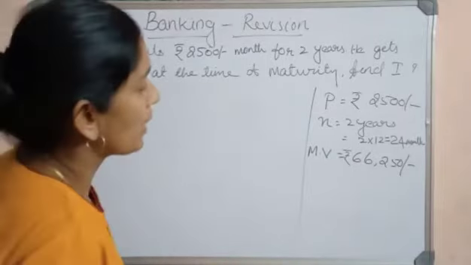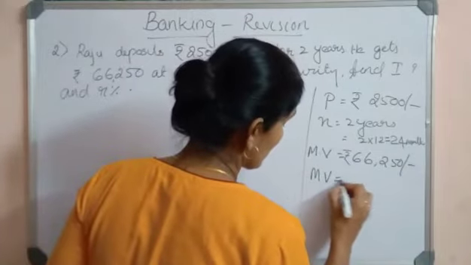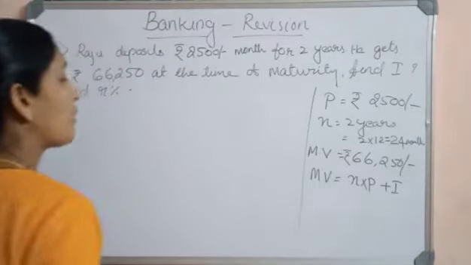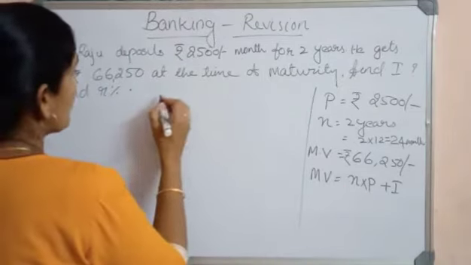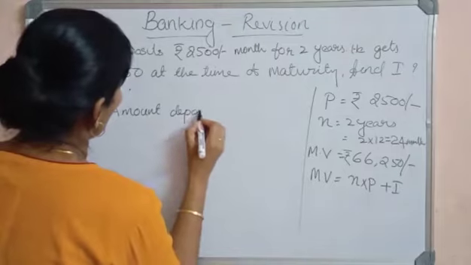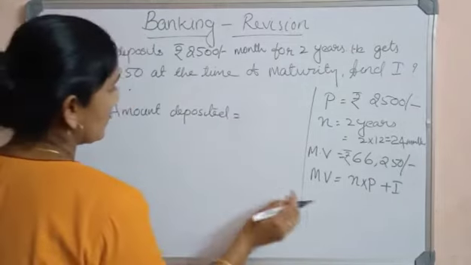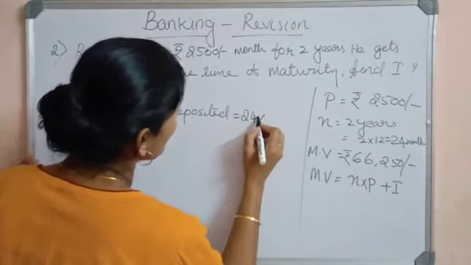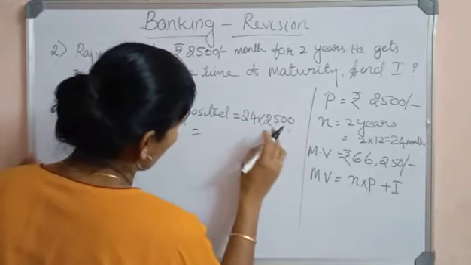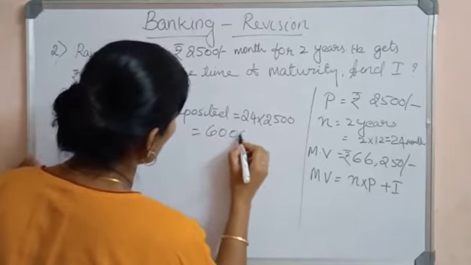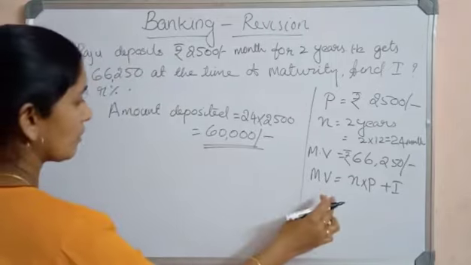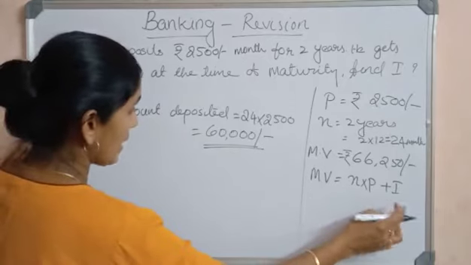Now we know that the formula to find the maturity value is equal to N into P plus I. So first let's find N into P, what's the amount deposited. So N into P is equal to amount deposited. Is equal to N is 24 into 2,500, that is P, and that is equal to 24 into 25 is 60,000 rupees is the amount deposited, and we know that maturity value is equal to N into P plus I.